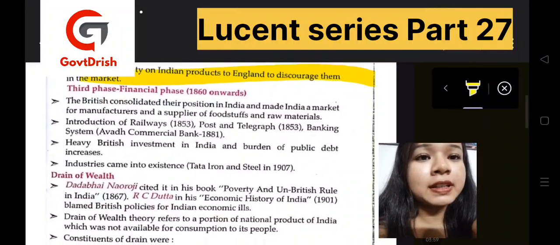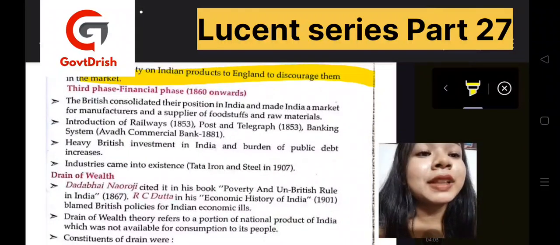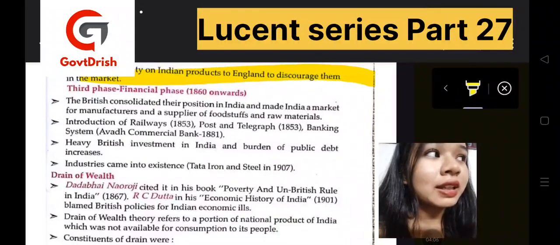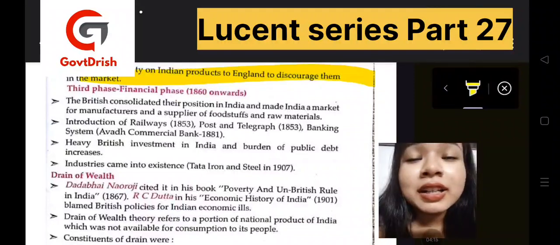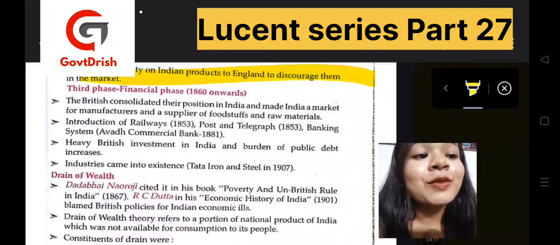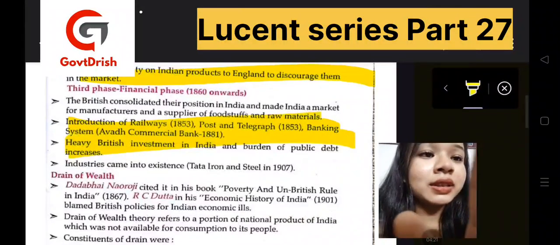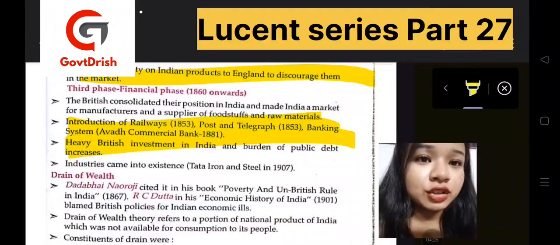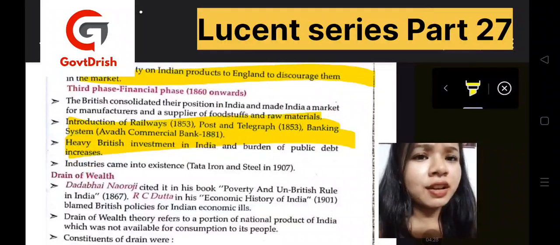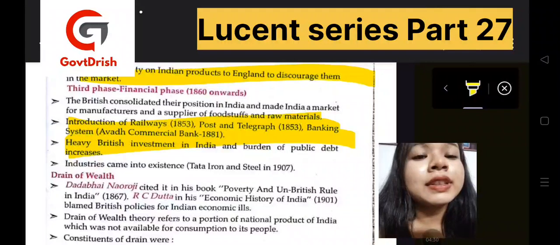In the third phase, they had a stronger position in India, and they made India a market. They used to bring goods from England and sell them here. So India was a strong market, and also a supplier of raw materials and foodstuffs. These were the things that took place in the third phase, or the financial phase: railways, telegraph, banking, and even British investment in India.